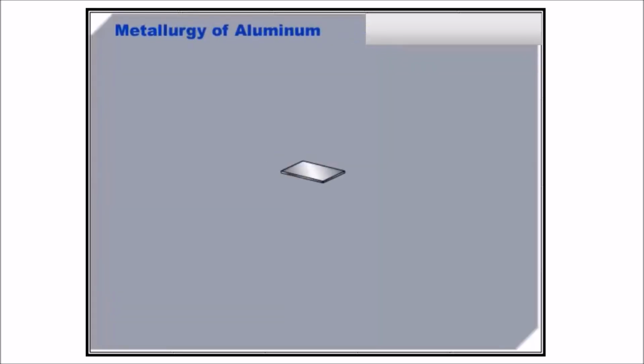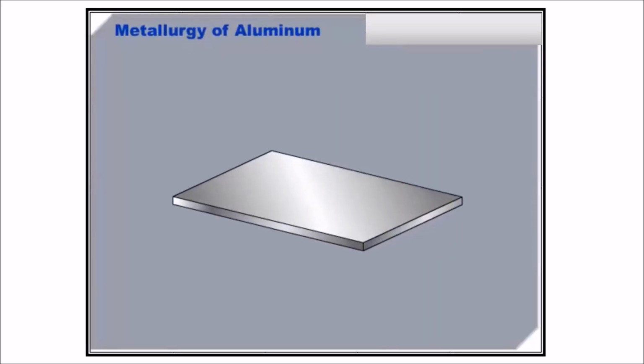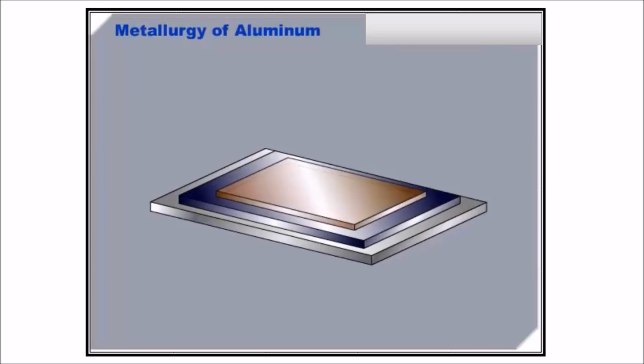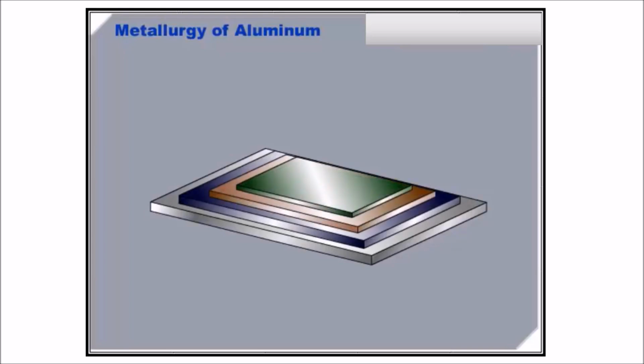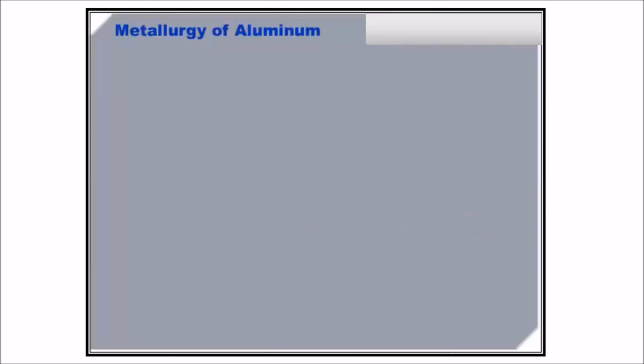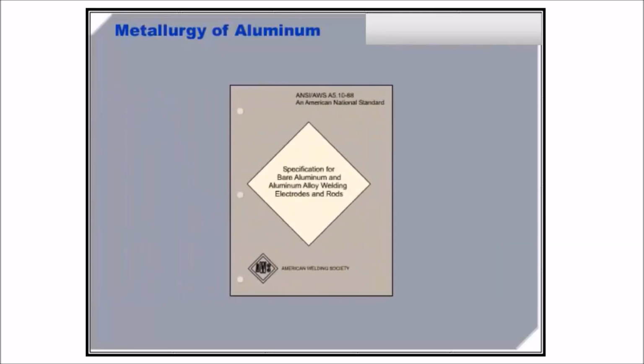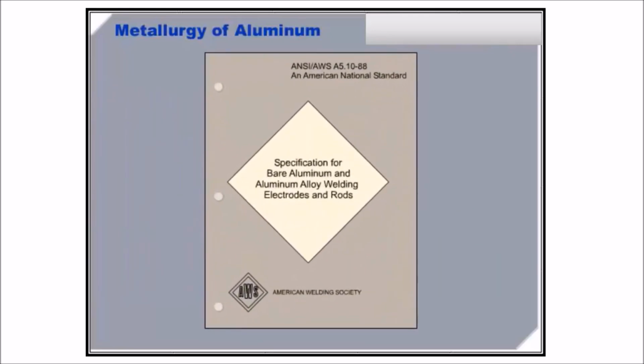The metallurgy of aluminum and its alloys is very complex, especially regarding the great number of alloy types and heat treatments. The proper filler metals for most weldable grades and heat treat conditions can be found in AWS A5.10, specification for bare aluminum and aluminum alloy welding electrodes and rods.